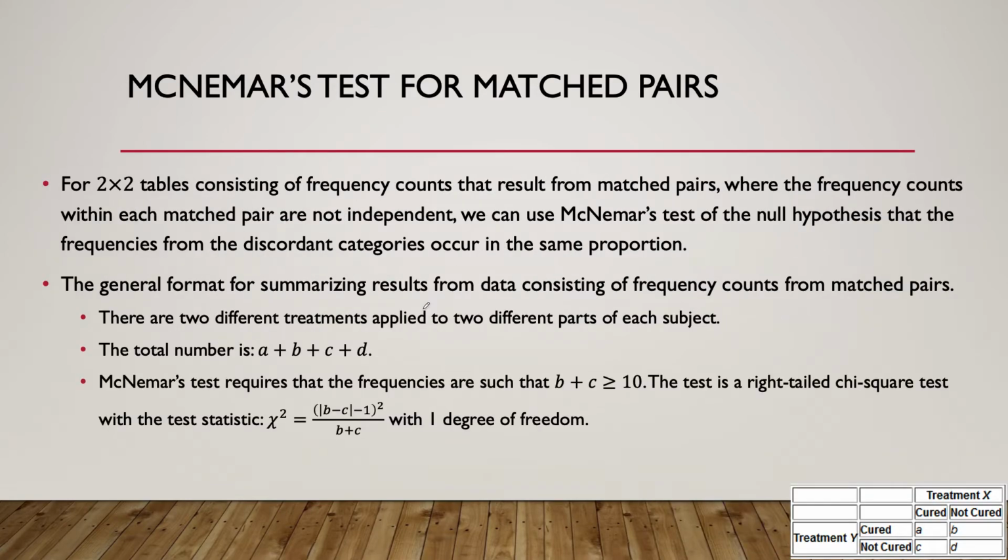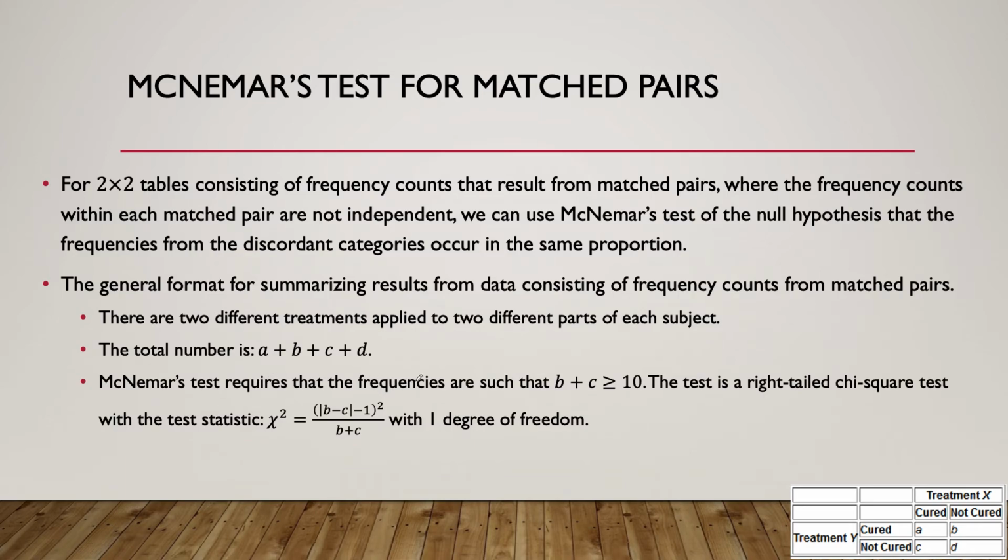And McNemar's test for matched pairs uses a 2x2 table consisting of frequency counts that results from matched pairs, where the frequency counts within each matched pair are not independent. We can use McNemar's test for the null hypothesis that the frequencies from the discordant, or different, categories occur in the same proportion. The general format for summarizing results from data consisting of frequency counts from the matched pairs. There are 2 different treatments applied to 2 different parts of each treatment. The total number is A plus B plus C plus D if the data is in a table like this one down here.